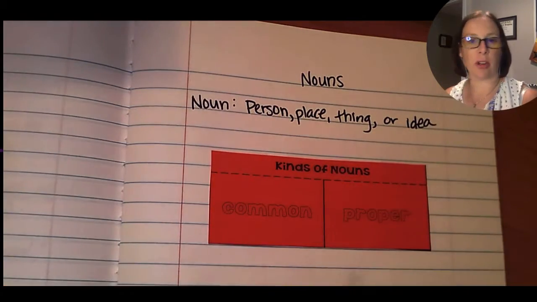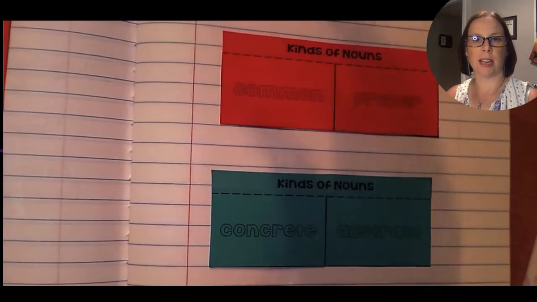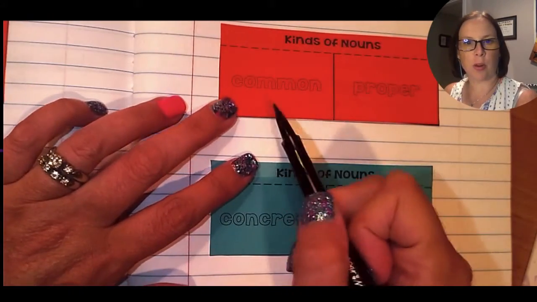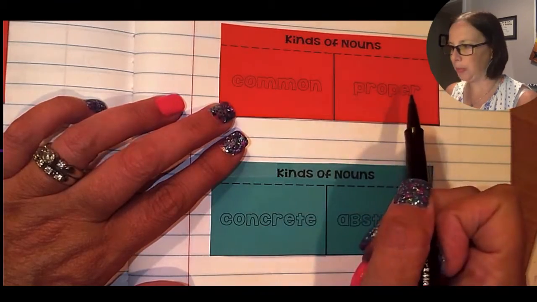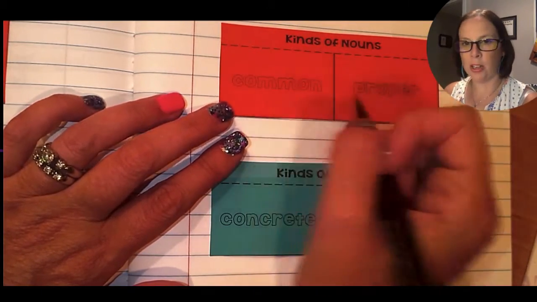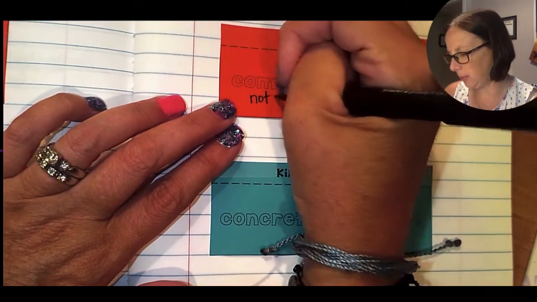Now we're going to talk about the different kinds of nouns. So nouns can be sorted into several different categories. The first one is you can divide nouns up by common and proper. Okay, the way that I look at these is your common nouns are not specific.